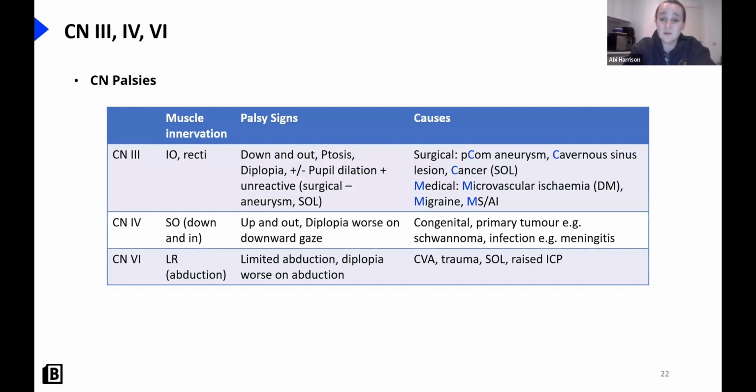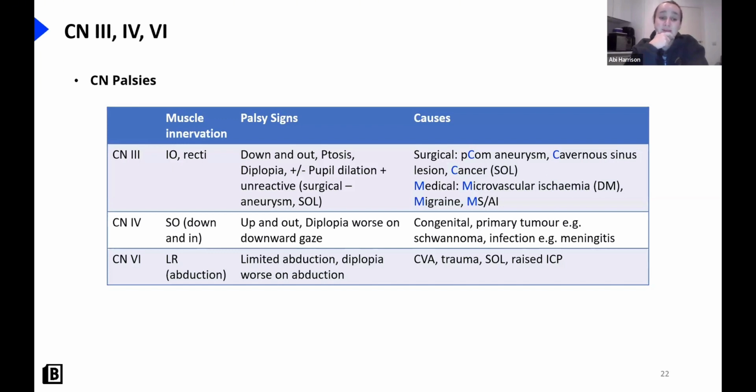So your surgical causes: posterior communicating artery aneurysm, a cavernous sinus lesion, something like a thrombosis or a mass, and another type of cancer. And then your medical causes are the things that cause neuropathies in other parts of your body. So think about things like diabetes, MS, and migraines.